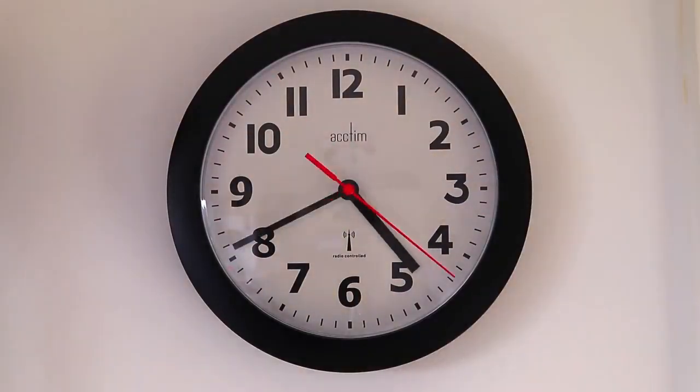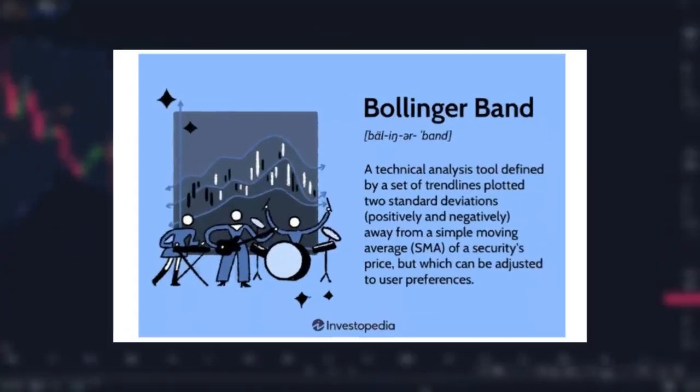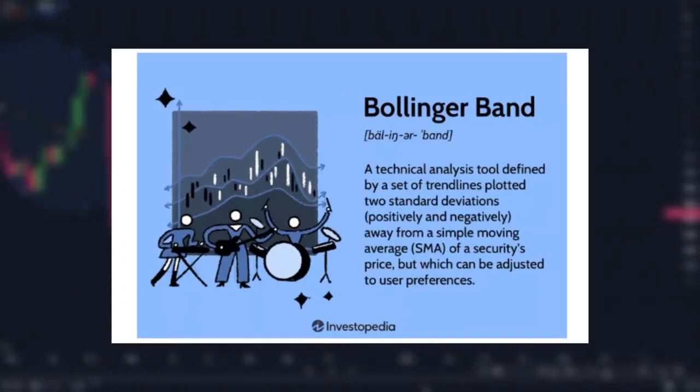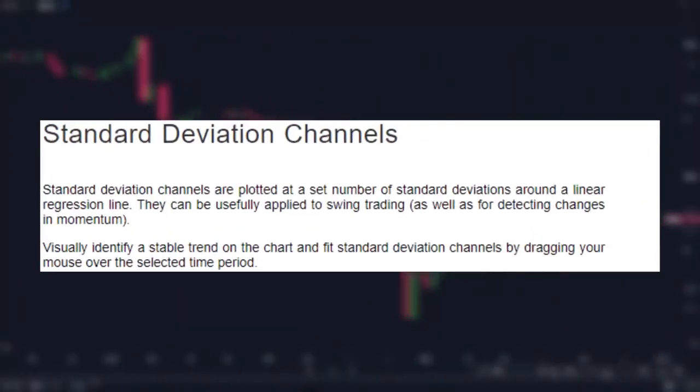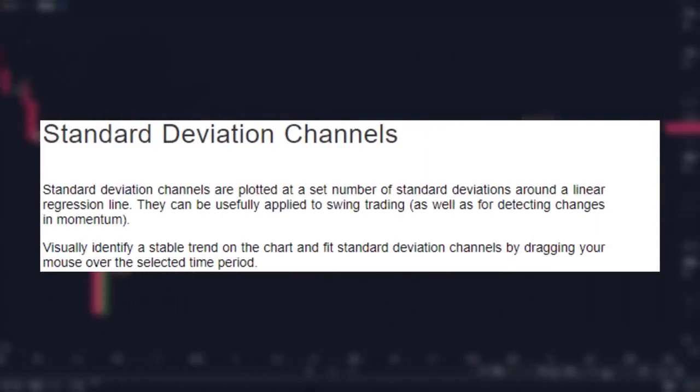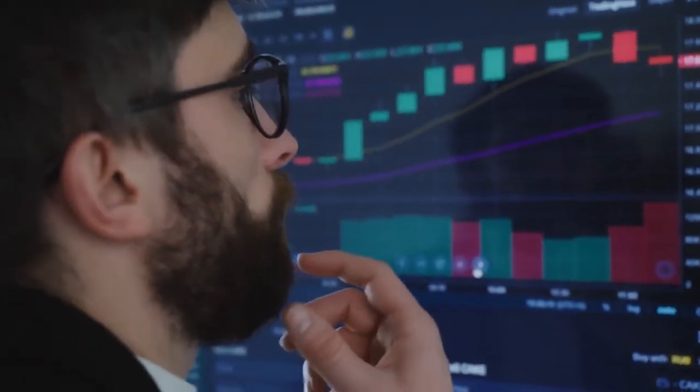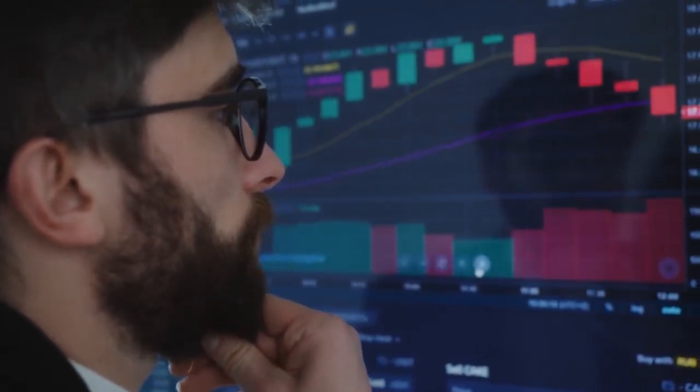At this point in time, you probably already know that the Bollinger Bands indicator is that tool that you use when you want to gauge market volatility as well as to identify overbought and oversold levels in the market. But what you probably didn't know is that there is an improved version of the Bollinger Bands indicator that also incorporates the standard deviation channels into its calculations. This combination provides a more comprehensive view of the market's price boundaries and deviations.